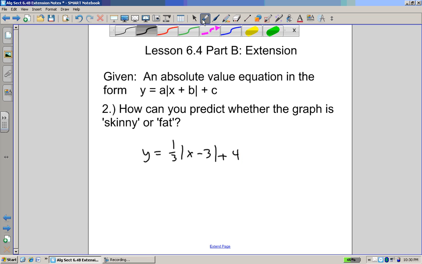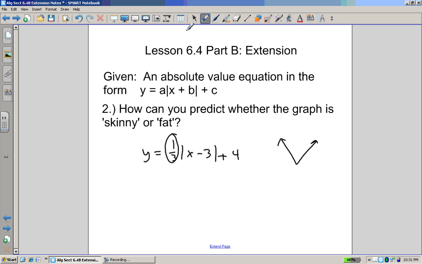What's happening is, whether you realize it or not, when you're going to graph this, this number here, A, is going to give me the slope of the right-hand V. And I'm going to take the opposite of that to find the slope of the other half of the V. So the slope of this one would be -1/3. Slope of this one is +1/3. So how can you predict whether the graph is skinny or fat?